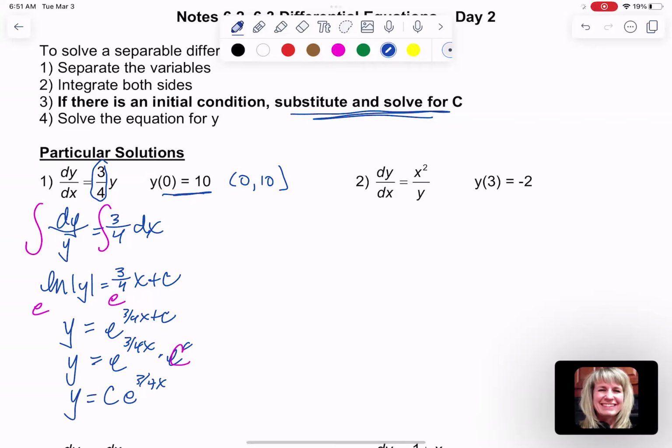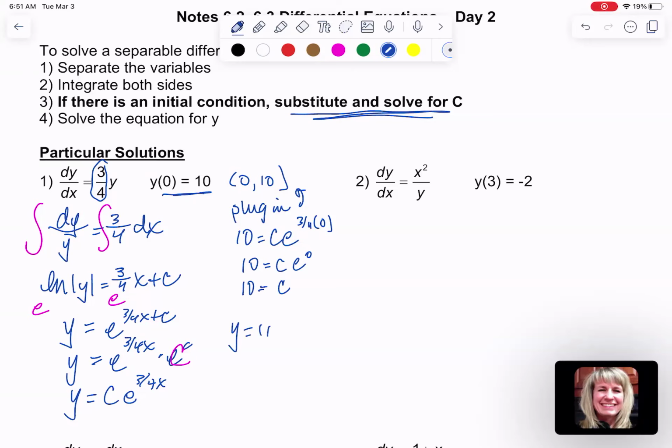Now at this point, I'm going to go ahead and plug in that ordered pair. So we're going to say 10 equals C e to the 3/4 times 0, which is just e to the 0, which is 1. So C equals 10. Now you can just plug that in to your equation. So y equals 10 e to the 3/4 x, and that's your particular solution.